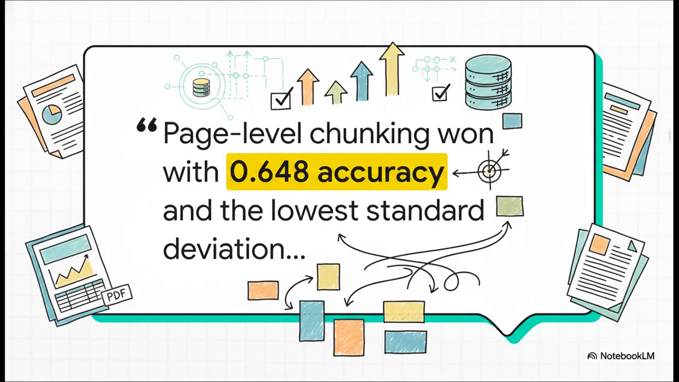And check this out. Here's some hard data from an NVIDIA benchmark. They found that for structured documents like PDFs, things like financial reports or academic papers, just treating each page as its own chunk was the most accurate and consistent strategy. It just works because it respects the way the author originally laid out the information.